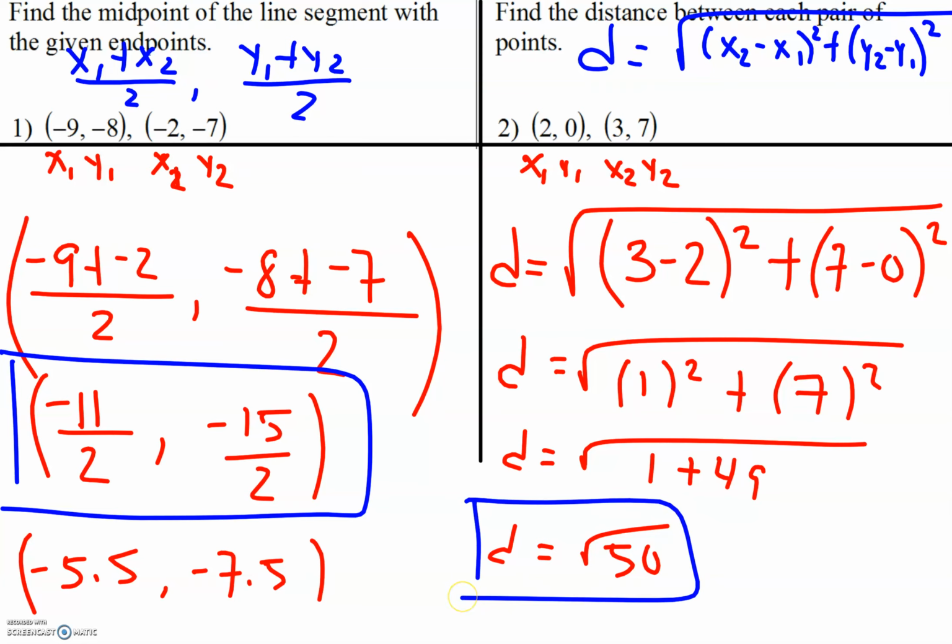Here is our answer for distance. Distance equals the square root of 50. There is no need to work out the square root of 50. You can leave it like this. We're still going to discuss what it means to simplify a radical, but for right now, you can just keep it like this.